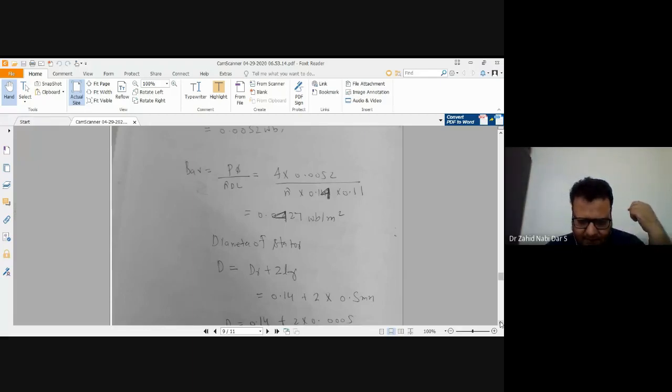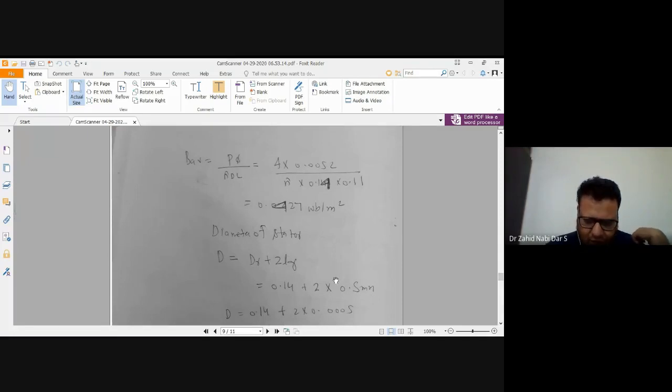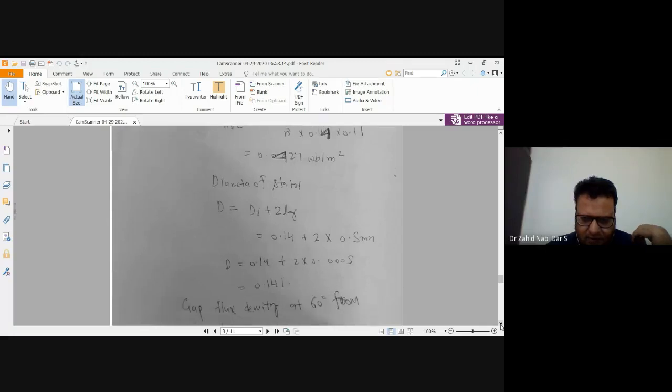So it would depend upon the diameter of the rotor plus twice the length of the air gap from both sides. So you write 0.14, and the length of the air gap was 0.5 millimeter. You have to convert this 0.5 millimeter into meter, so divide by 10 power 3. So you get 0.14 plus 2 into 0.0005, and this value happens to be 0.141.